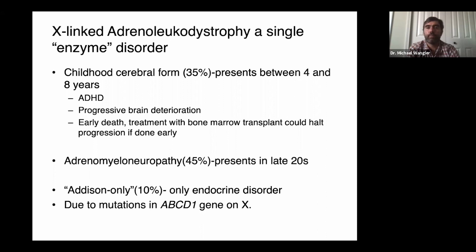The childhood cerebral form is usually a boy who, between 4 and 8, might start out with a diagnosis of ADHD that might come from the school, but over time that boy can undergo progressive brain deterioration and early death without treatment. The major treatment is bone marrow transplantation, which can halt the brain progression if it's done early enough. Often it's a race to diagnose these patients and then think about doing that treatment before too much progression.